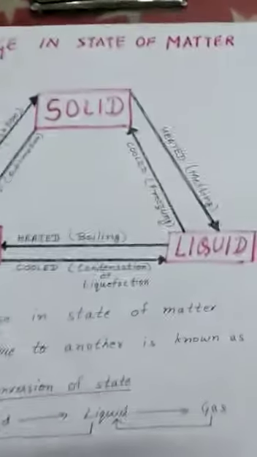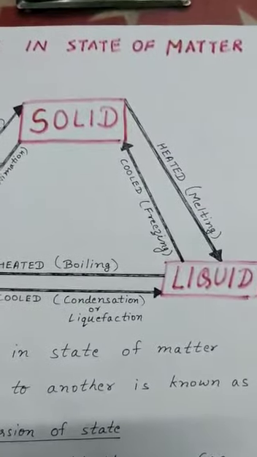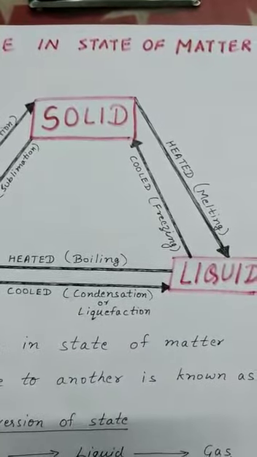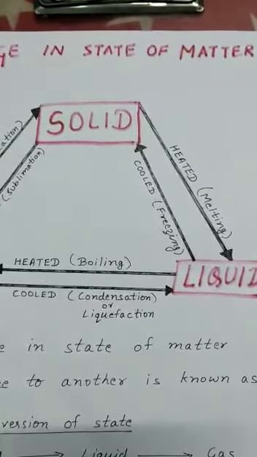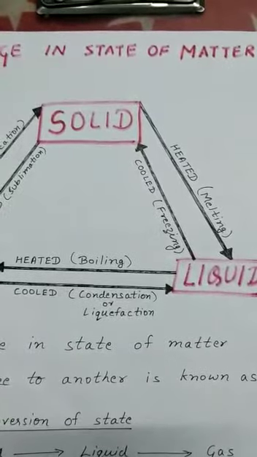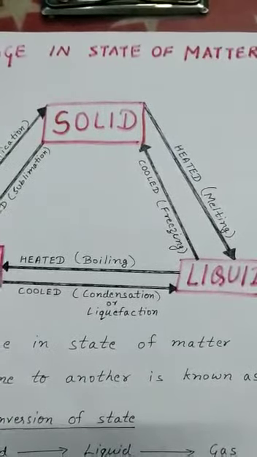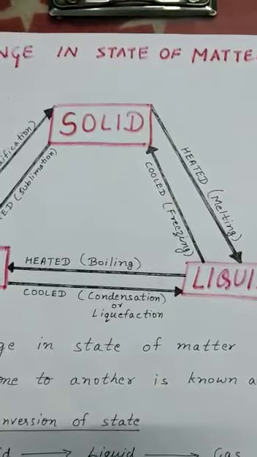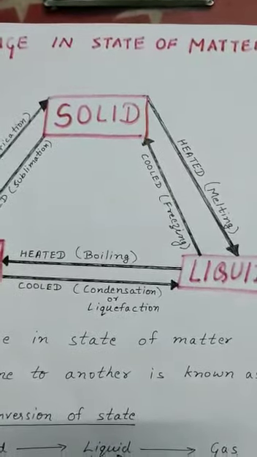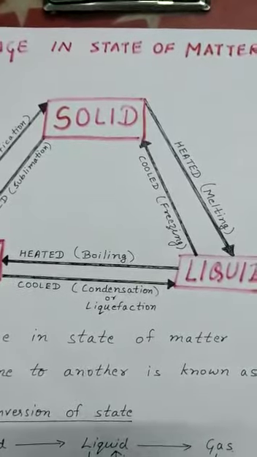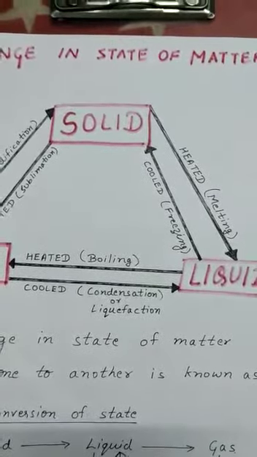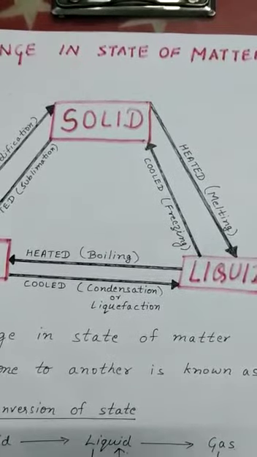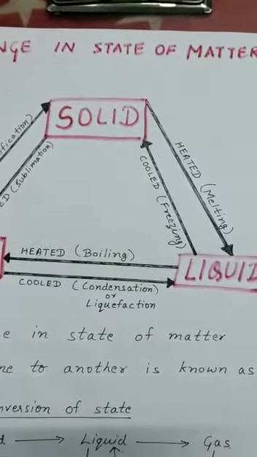So solids, when heated, get changed into liquid, and the process is known as melting. So the conversion of solid into liquid is known as melting, and it is done when a solid is being heated. And the temperature at which this process takes place is known as its melting point.